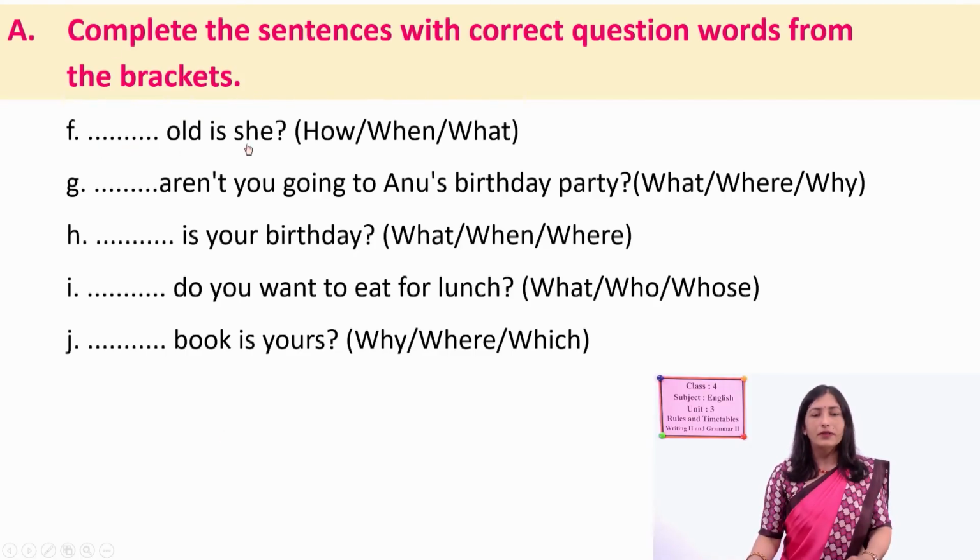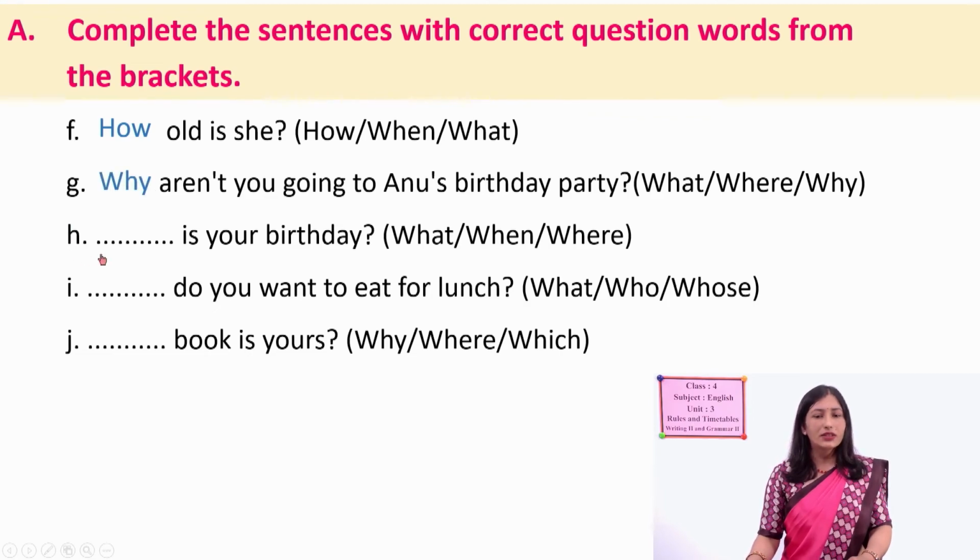Number F, old is C. How, when, or what? Very good. How old is C? Okay. And number G, aren't you going to Anu's birthday party? What aren't you? Or where aren't you? Or why aren't you? Good, dear students. Why aren't you going to Anu's birthday party? Okay, why is the correct answer.